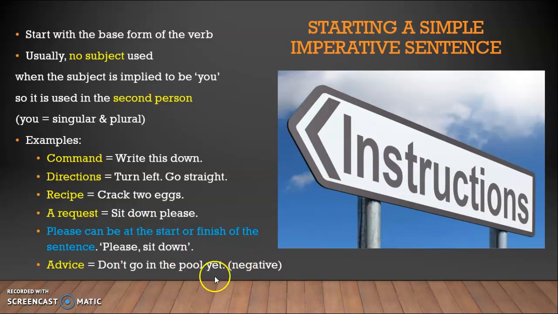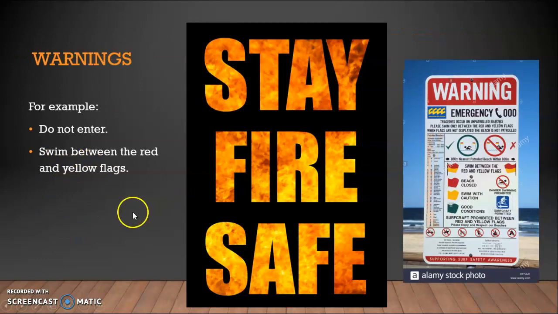You can also use it for advice. And here's an example of a negative with don't: don't go in the pool yet. For warnings, you can use the imperative: stay fire safe. Do not enter. Swim between the red and yellow flags. You probably have seen many warnings like this. Surfcraft prohibited between the red and yellow flags. So you can see where that tense is used.